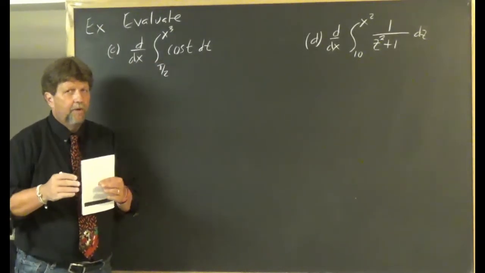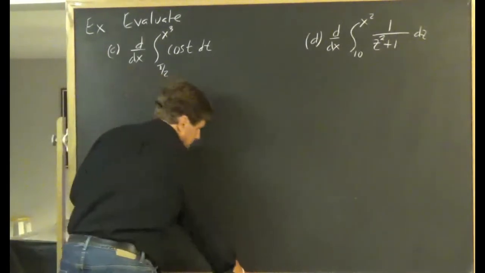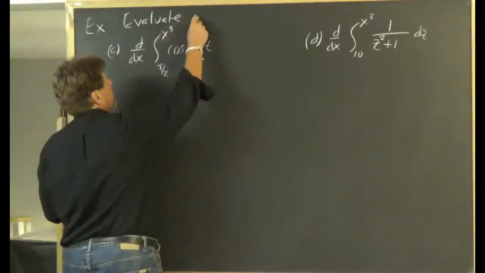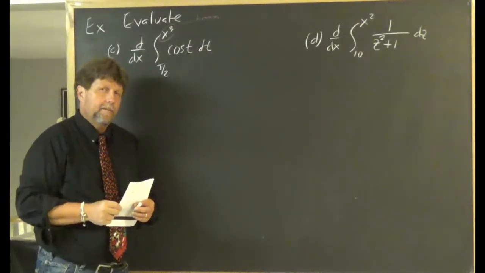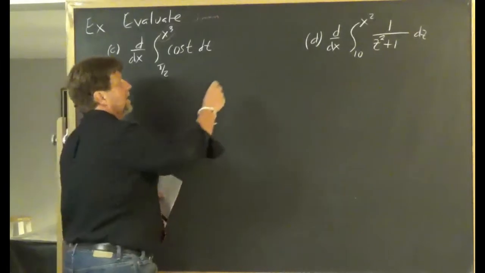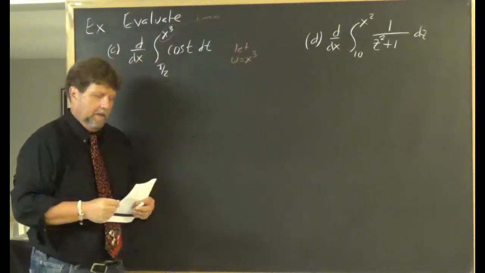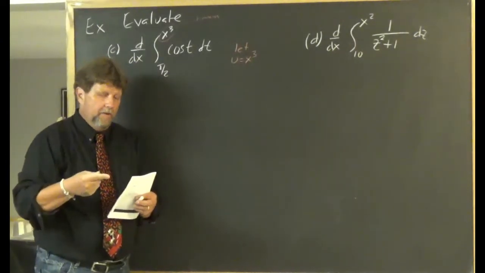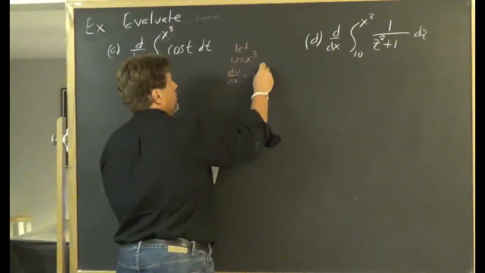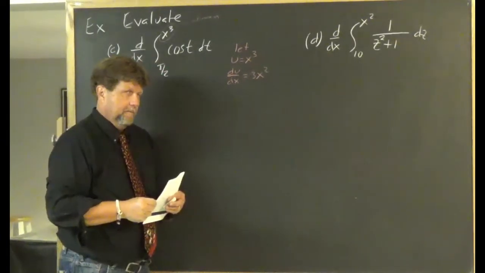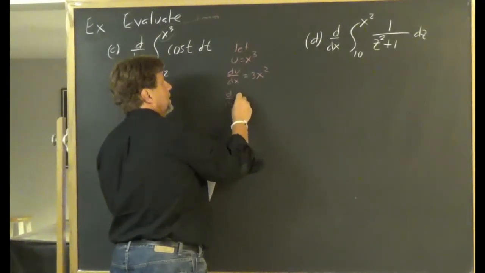All right, so now there's something going on here in part C. Look at the upper limit of integration. It's an x cubed. So let me just circle that. When I look at this, there's something brewing here. If I let u equal x cubed, we know what the derivative is. We know du dx is 3x squared.